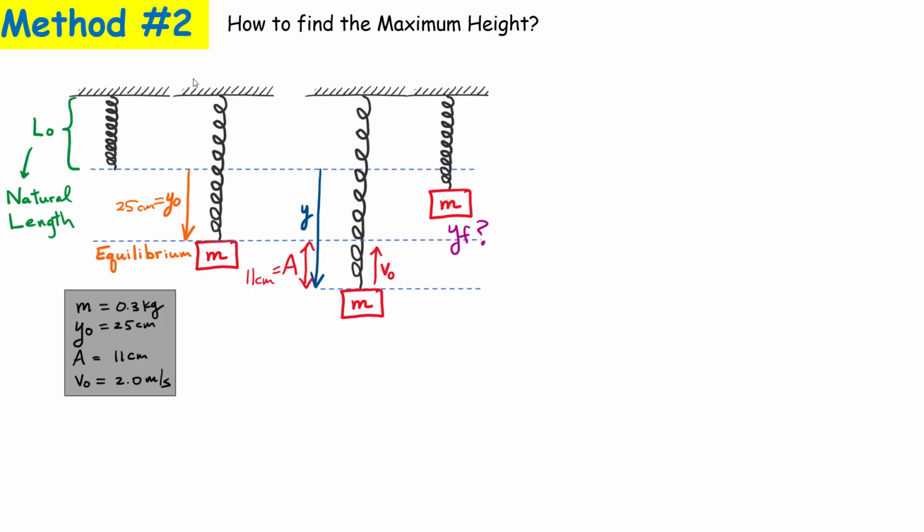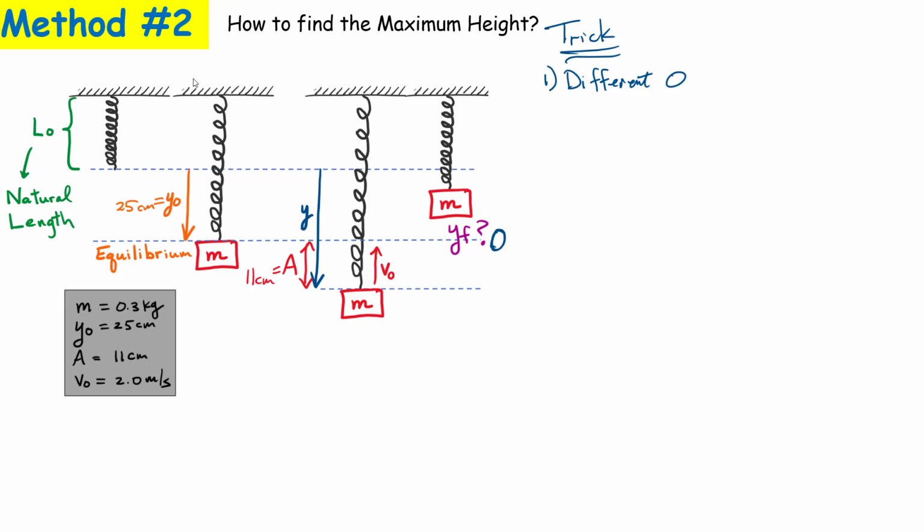All right, this is method 2. Now, method 2 is easier. However, there is a trick to method 2, okay? And this is the trick. First of all, you set the 0 at a different position. The 0 is now set at the equilibrium position right here. That's number 1, okay? So it's a different 0 position.